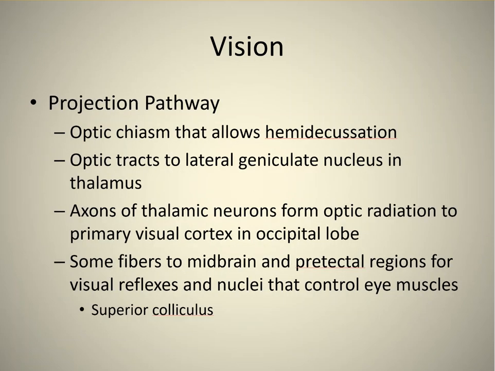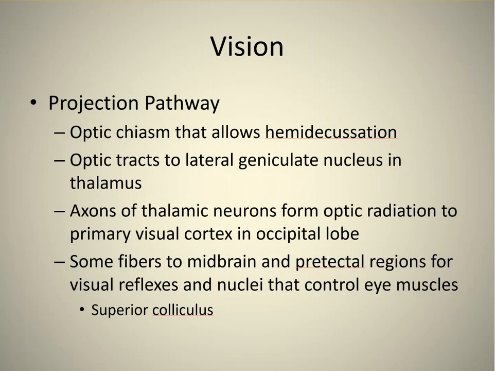Okay, the projection pathway of vision, the last thing we'll look at. We have the optic chiasma that allows hemidecussation. That is, there isn't complete decussation from left eye only to right brain and right eye to left brain. Both go to both hemispheres, and this is called hemidecussation. And the optic tracts go to the lateral geniculate nucleus in the thalamus. So remember, vision goes to the thalamus. And then axons of thalamic neurons form the optic radiation and go to primary visual cortex in the occipital lobe.